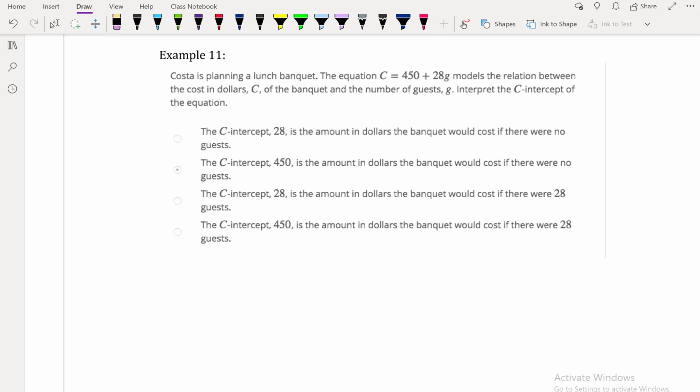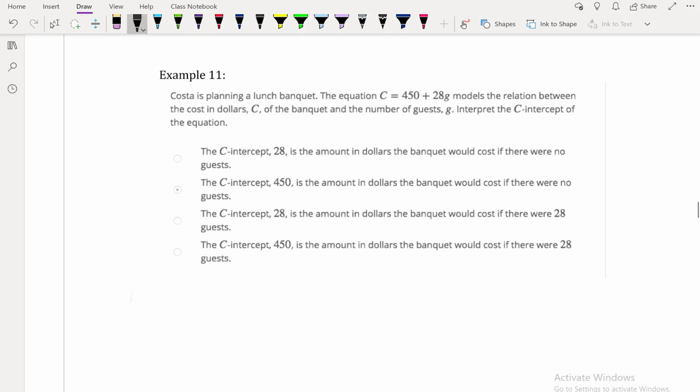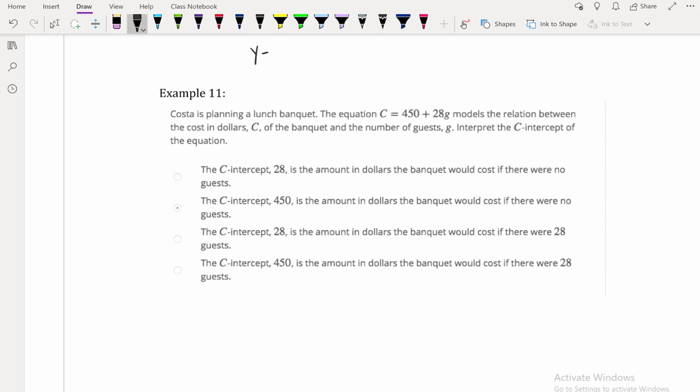Number 11 reads, Costa is planning a lunch banquet. The equation models the relation between the cost in dollars of the banquet and the number of guests G. Interpret the c-intercept of the equation. So maybe the language is difficult because it's not what we would normally see. And we would normally see it in y is equal to mx plus b. So the fact that here we have something slightly different because the variables are different, it really does represent the same essence of that linear equation.